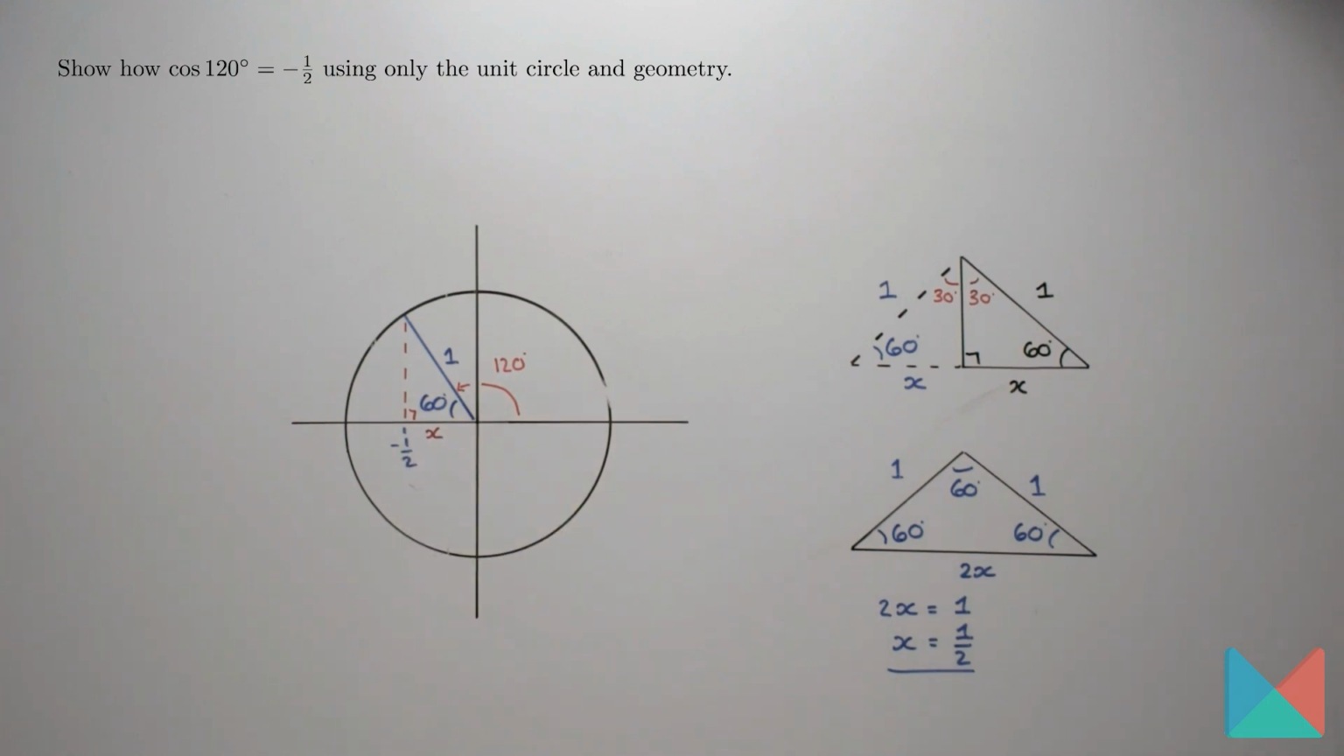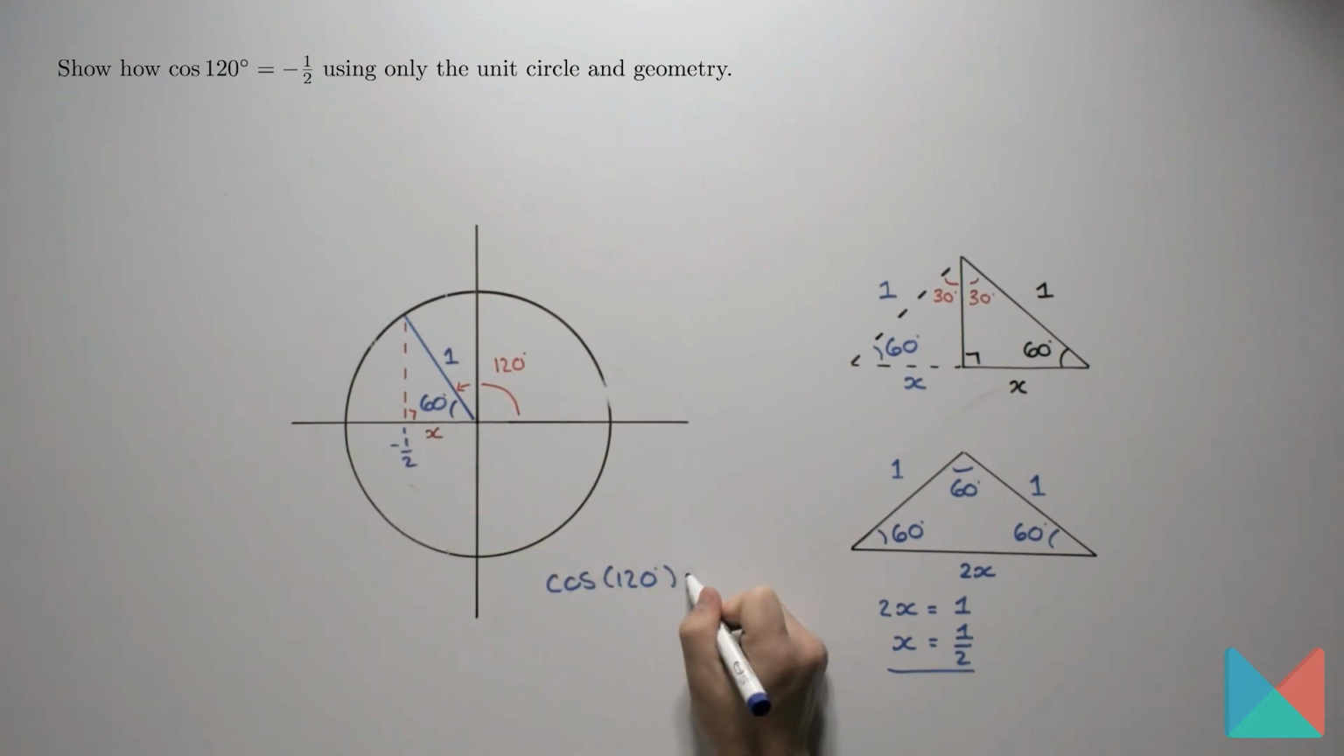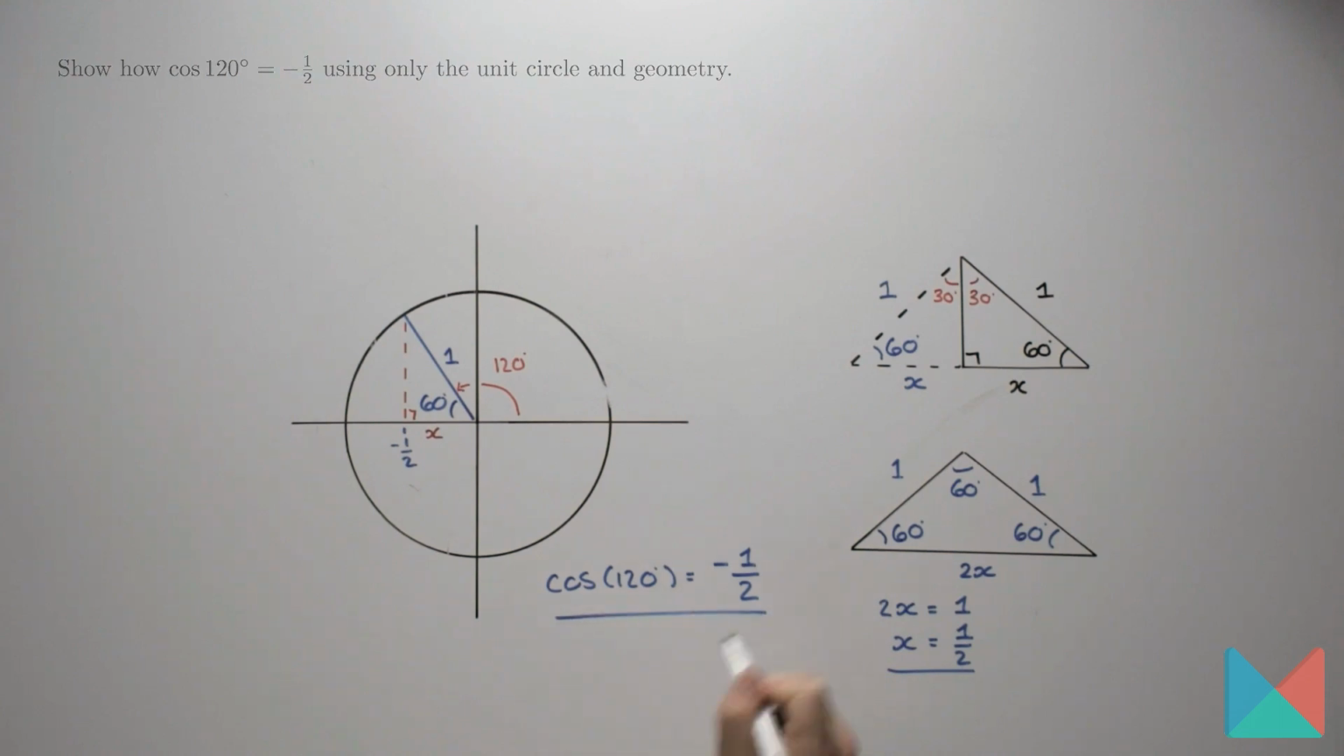And we know that cos is always read off the x-axis, so this concludes that cos of our angle, in this case 120 degrees, must be this x component of negative a half. That completes this problem, and now let's move on to another one.